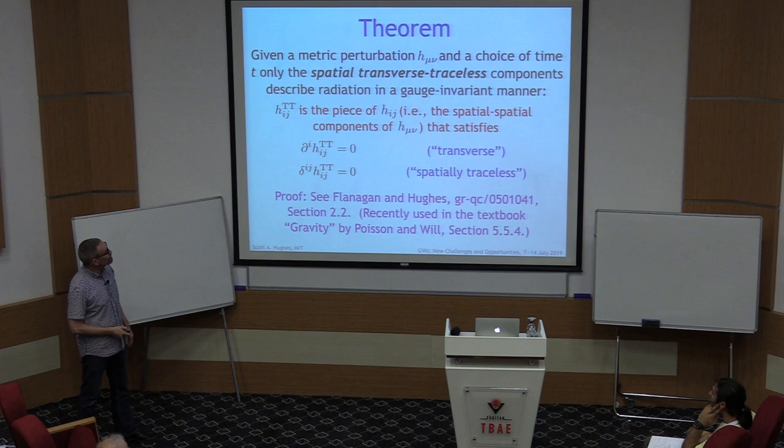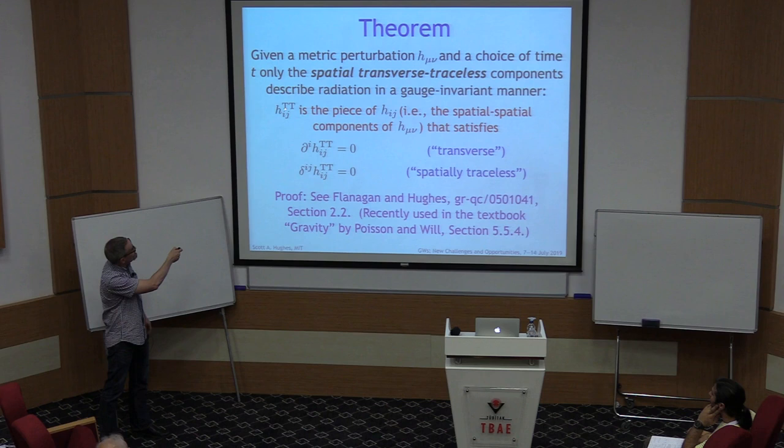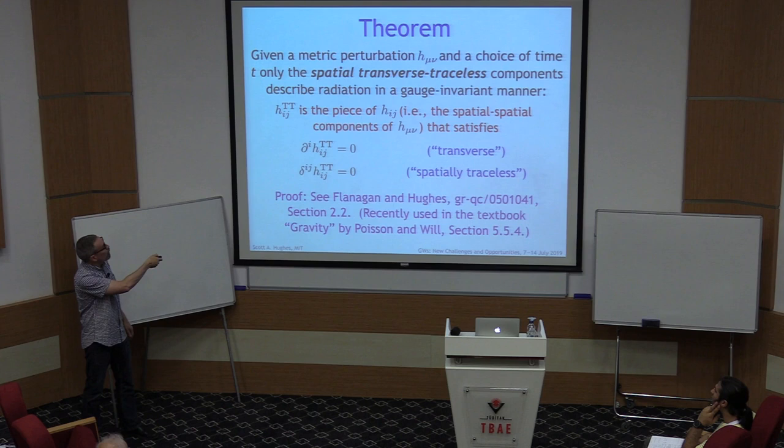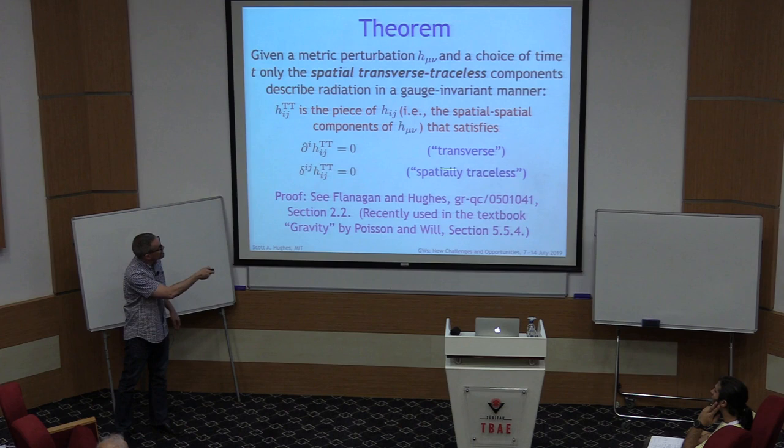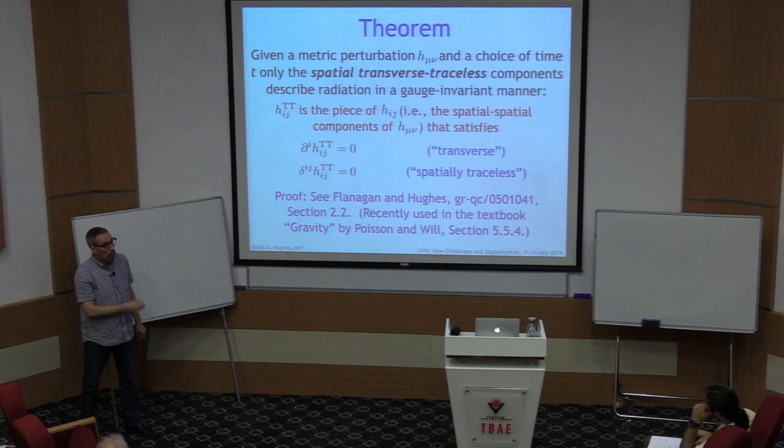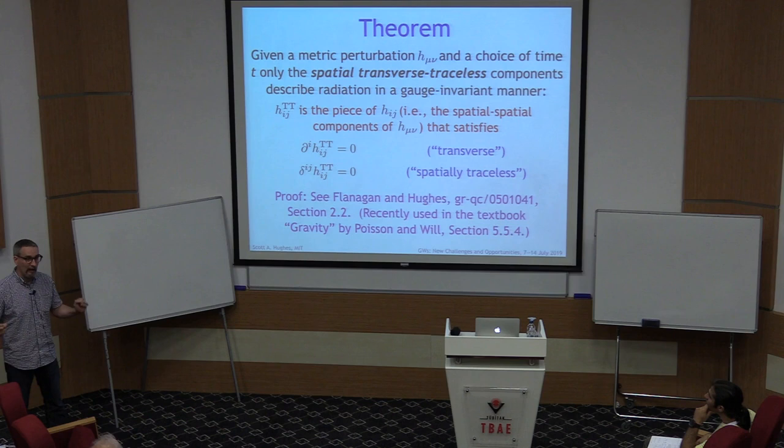For this thing to be transverse, first of all, h_ij^TT, the spatial pieces, are the h_ij, so only the components where the indices are not the time coordinate. I require that it be spatially divergence-free. That's what's meant by transverse, and I will show exactly why that's transverse a few slides from now. And I require that it be spatially traceless. The bits of h_ij that satisfy these requirements characterize the radiation in your spacetime in a gauge-invariant manner.